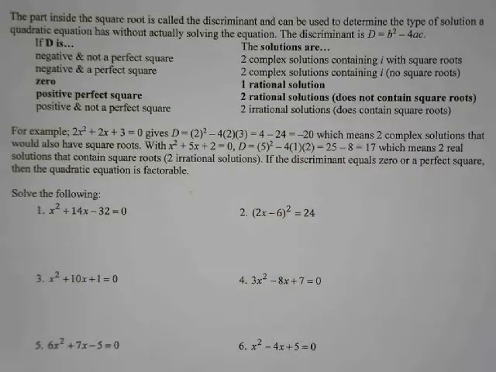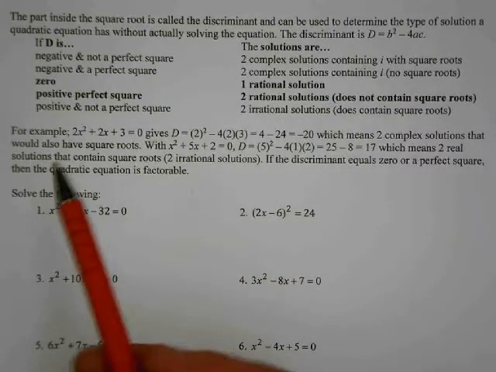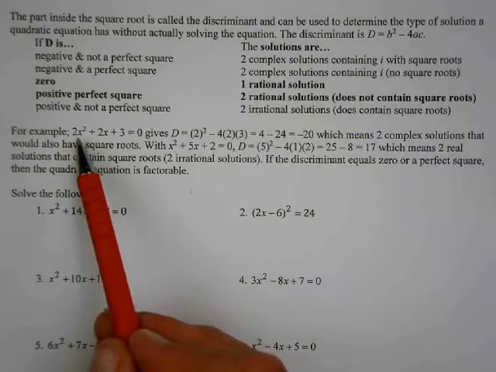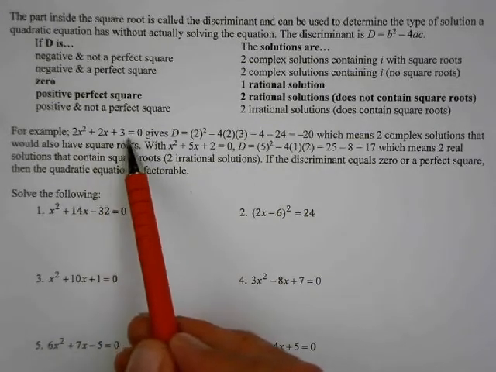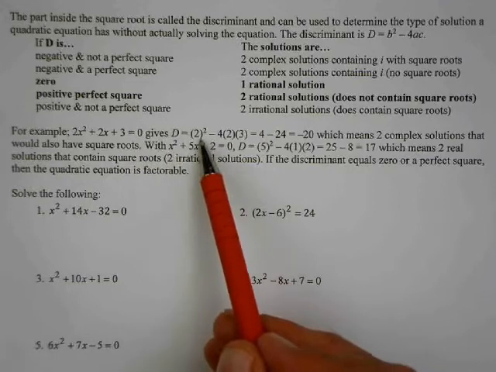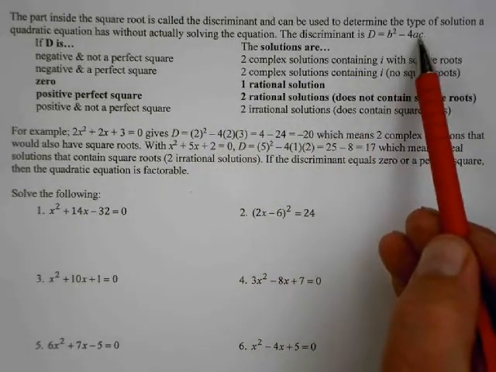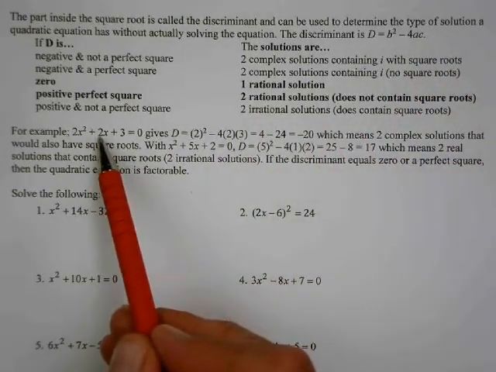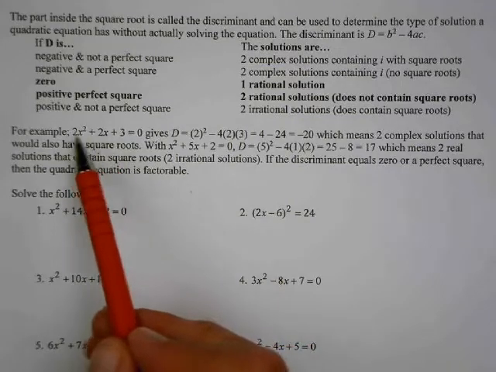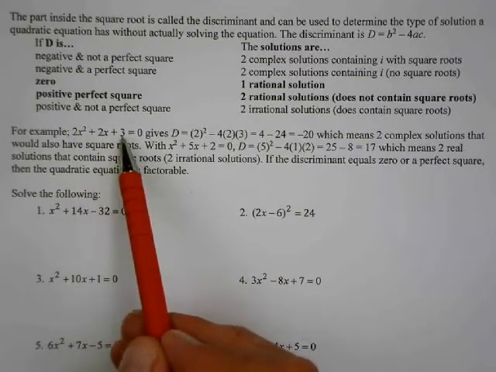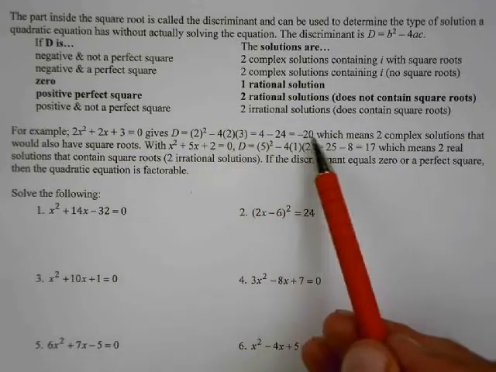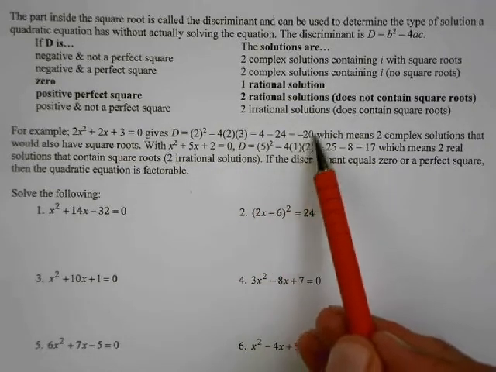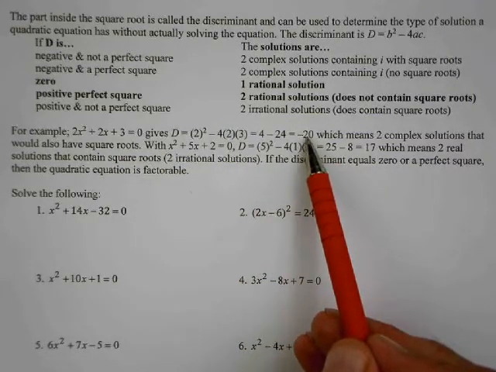So, for example, 2x squared plus 2x plus 3 equals 0. So the d, again, d is just b squared minus 4ac. So b is 4. A is 2. C is 3. We plug those in. We end up with negative 20. Since we have a negative sign, we know we're going to have a complex solution, meaning that we're going to have an i. And since 20 is not a square, we're going to have a square root in our answer.